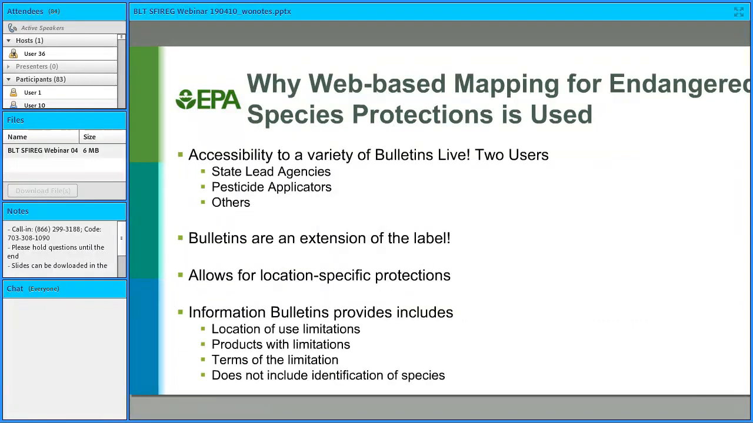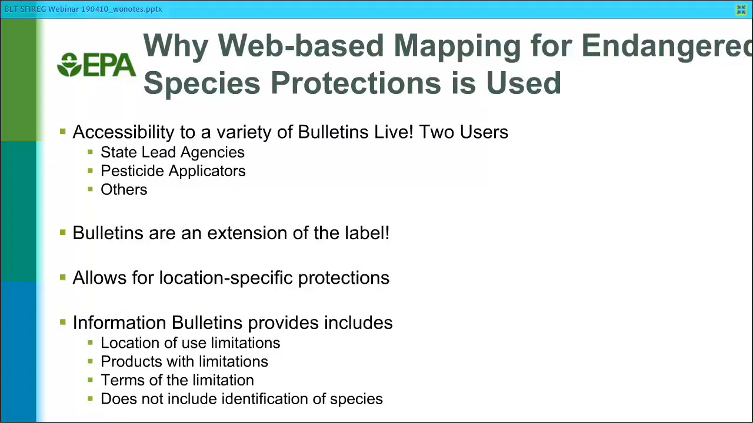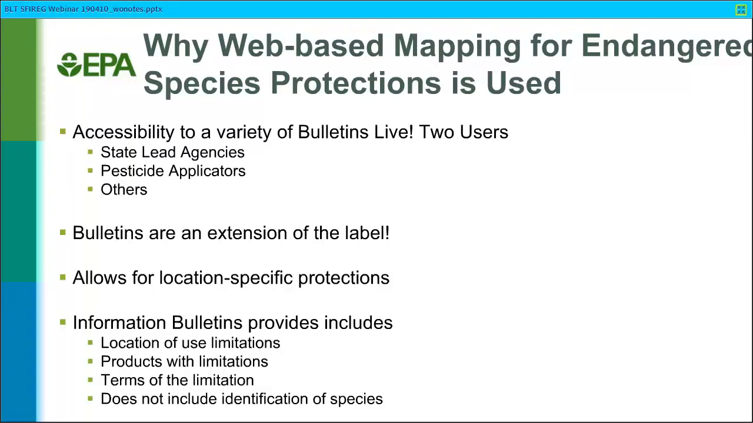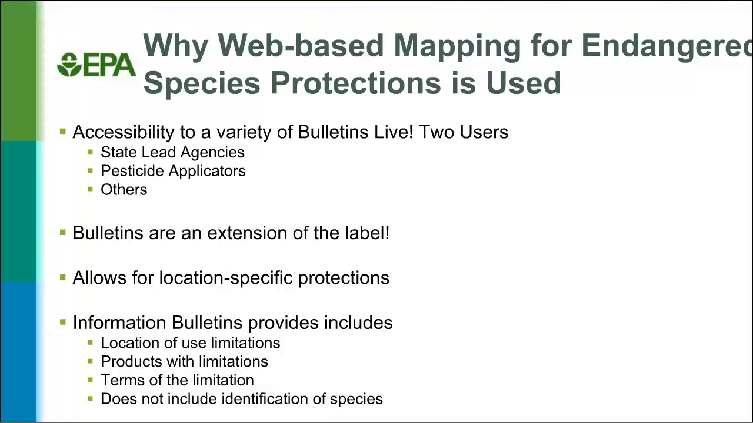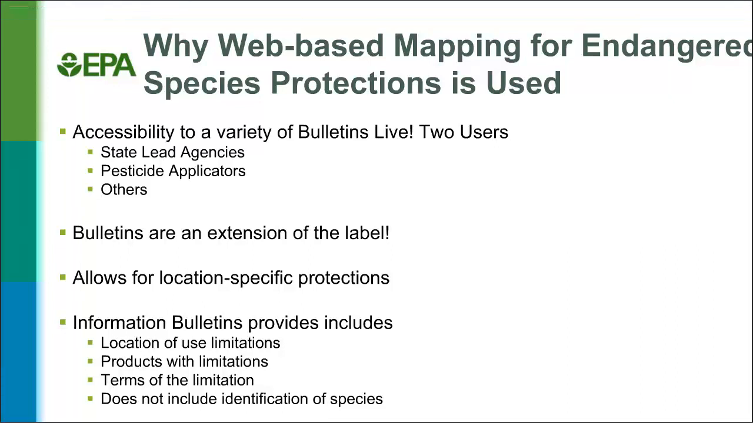So why web mapping? Web-based mapping for endangered species protections is used because it offers greater accessibility to a variety of Bulletins Live 2 users, both state lead agencies, pesticide applicators, others including academia and NGOs, growers mainly. Bulletins are an extension of the label. That's something to keep in mind every time we use bulletins. And it allows for location-specific protections.